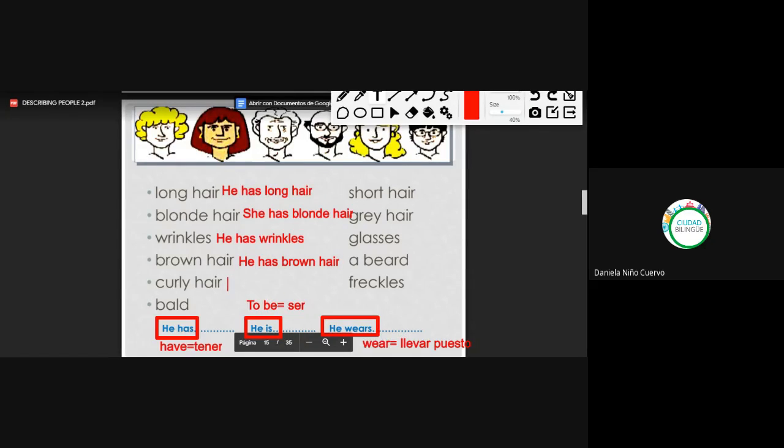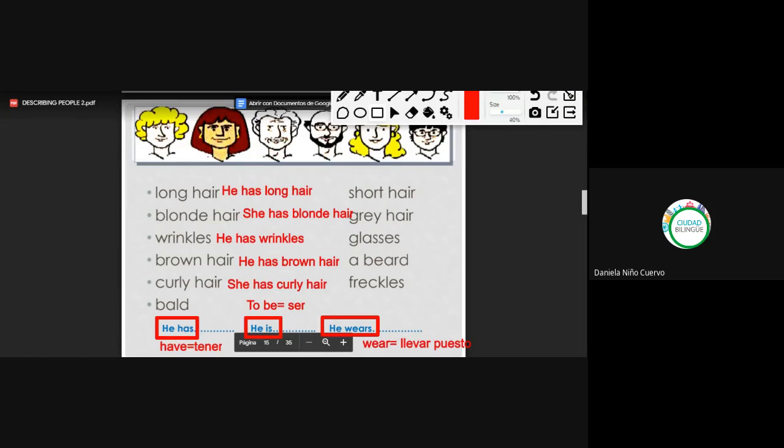Curly hair. Curly hair. Consuelo, please. She has? Yes, very good. Curly hair. Yes, very good. Thank you, Consuelo. She has curly hair. Ella tiene cabello rizado o crespo.